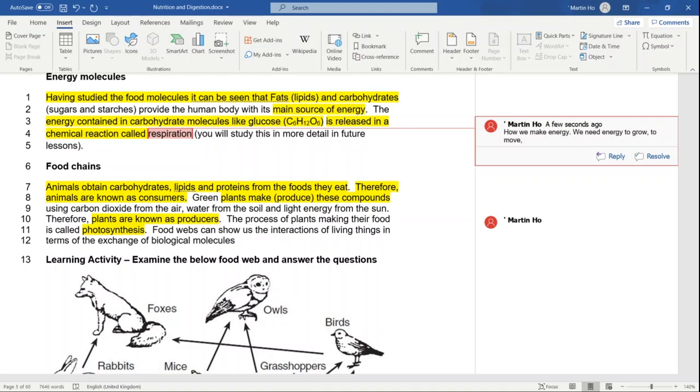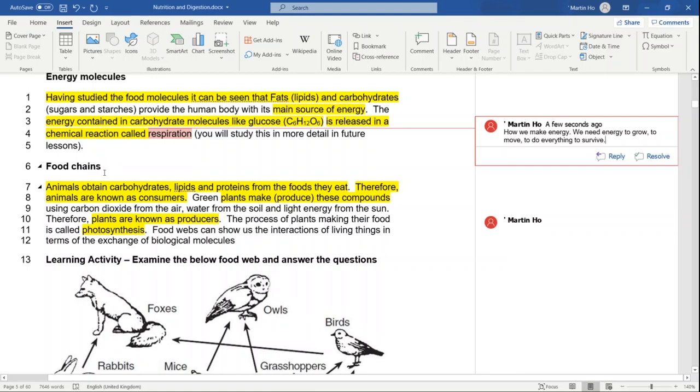We know that our heart needs to constantly beat, we need to constantly breathe, and our brains need energy to be able to think. So we say it actually helps us do everything to survive. It's the main key here.